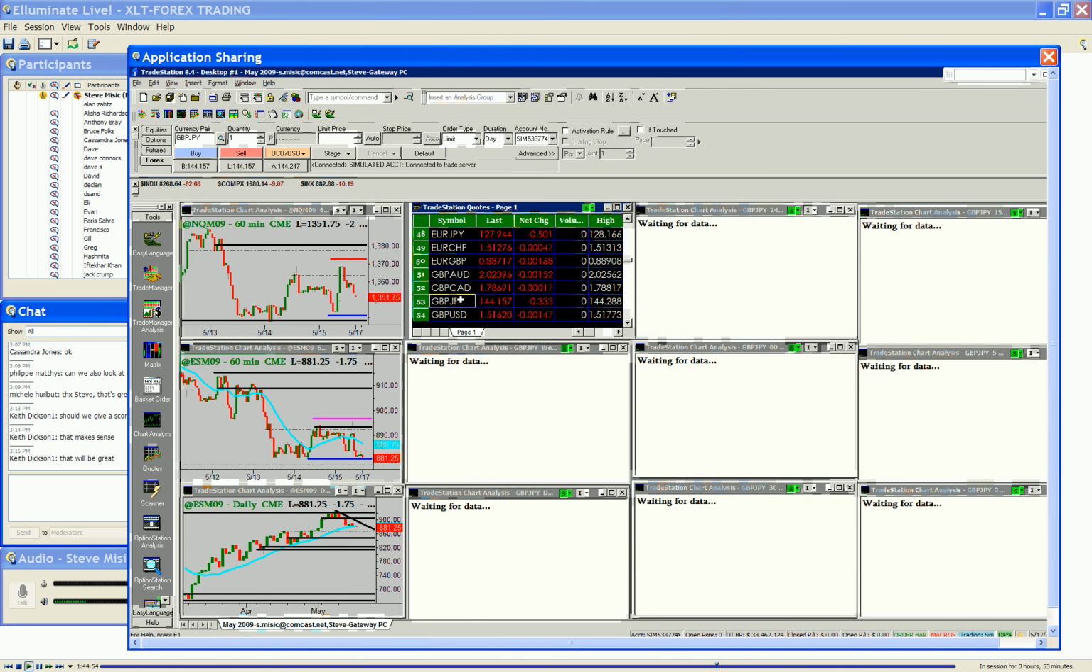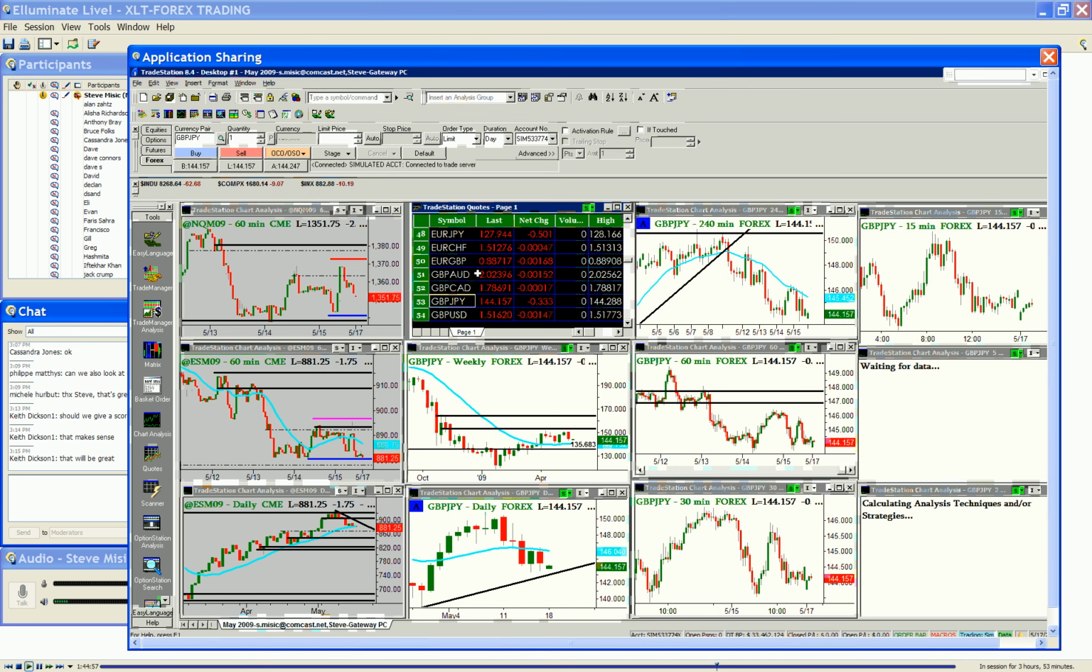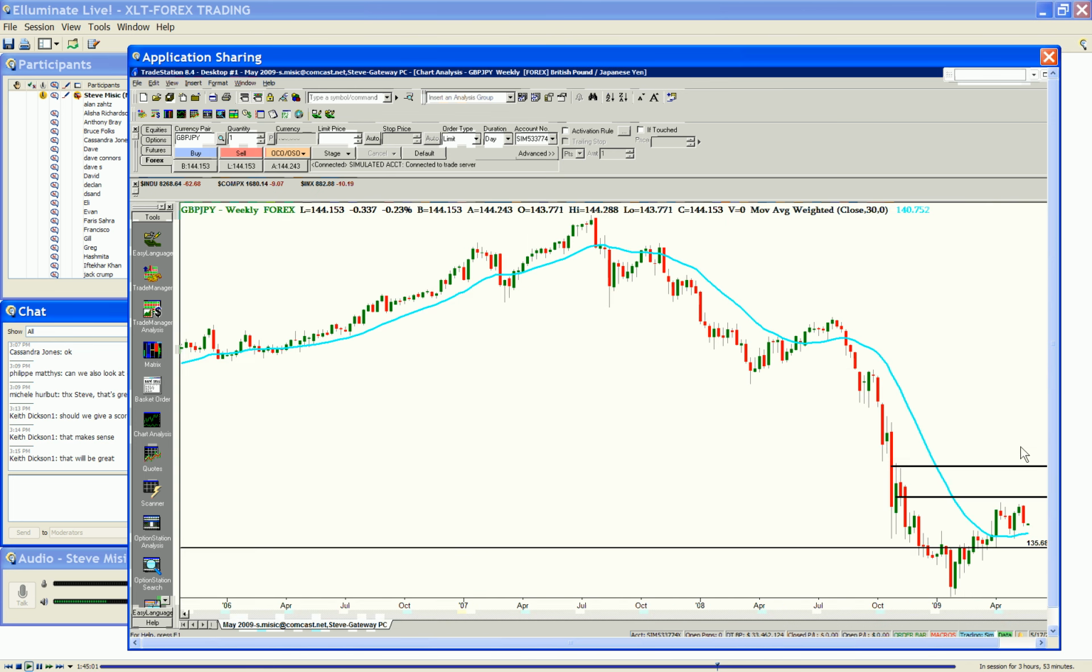Slowly but surely, folks, we're working towards that ultimate goal of having stuff that you guys can have that's going to be beneficial for taking the right trades at the right time.